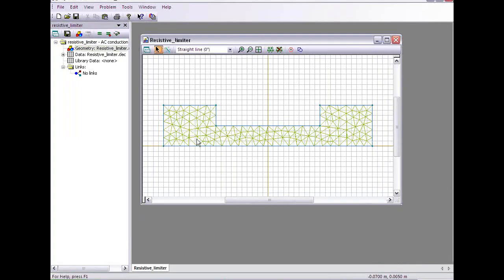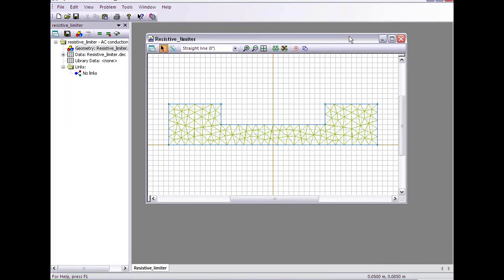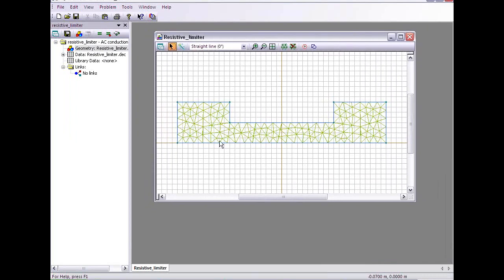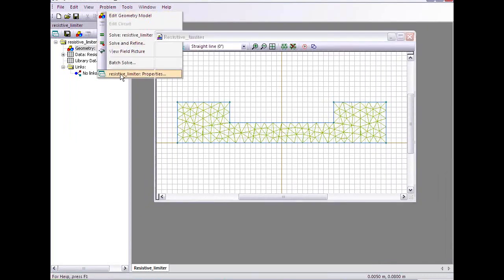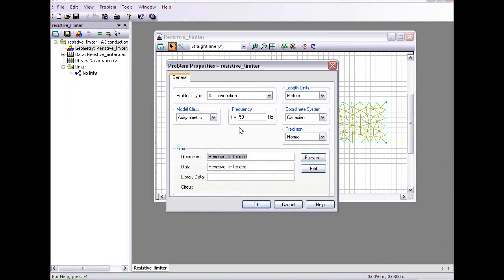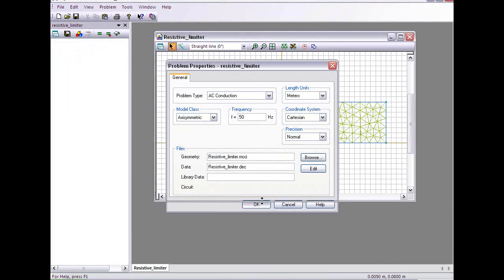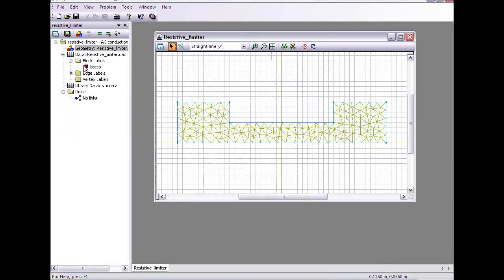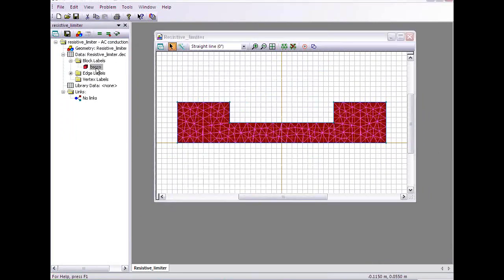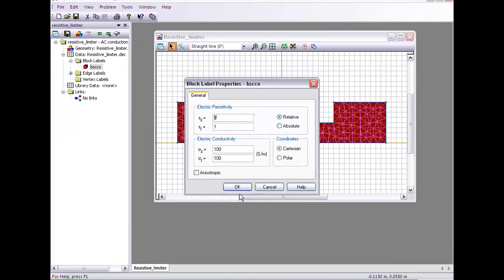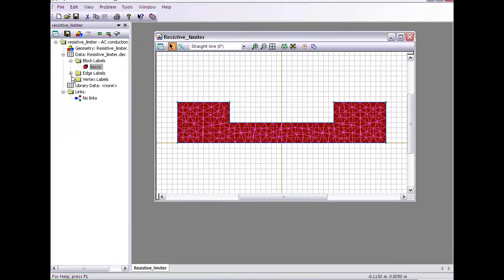In this case, I have an axisymmetric problem, and this is the z-axis. I look at my properties. This axisymmetric problem has 50 hertz excitation, AC conduction. In this case, I've just given the conductivity rather low.